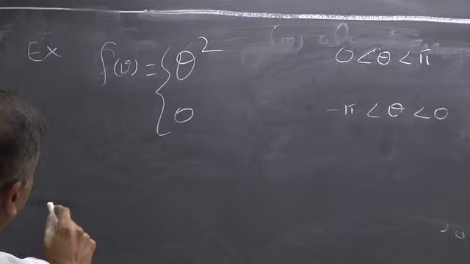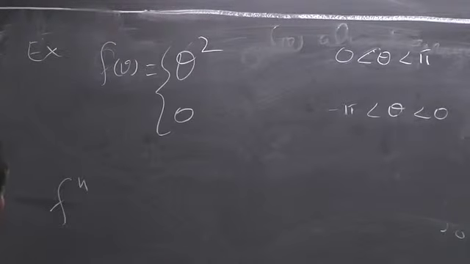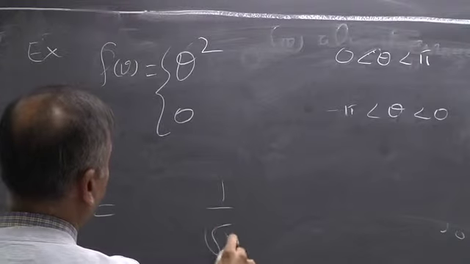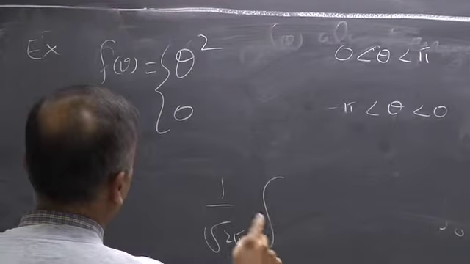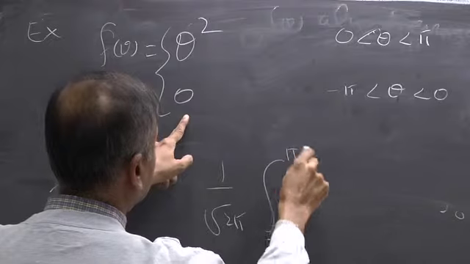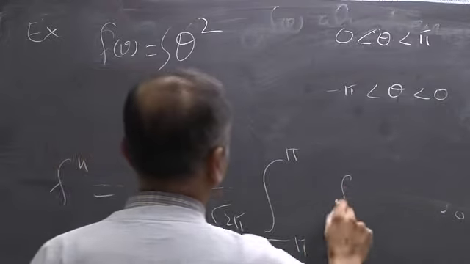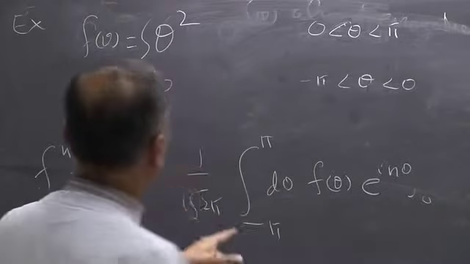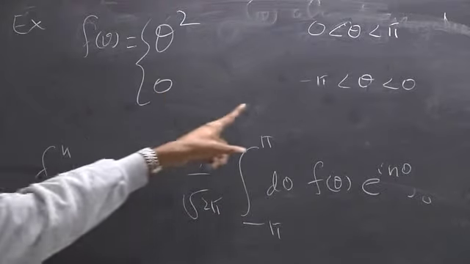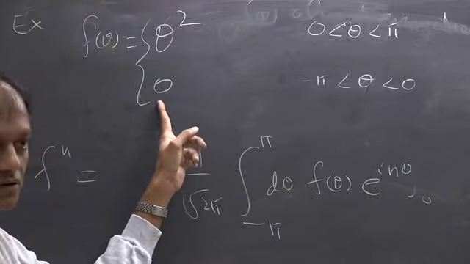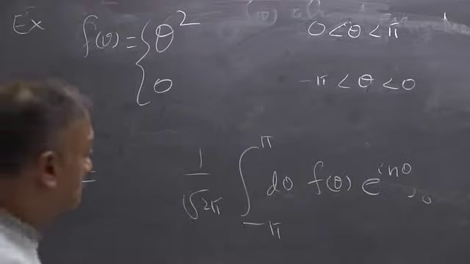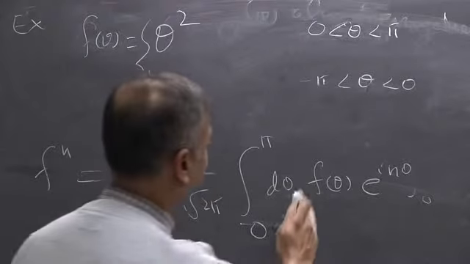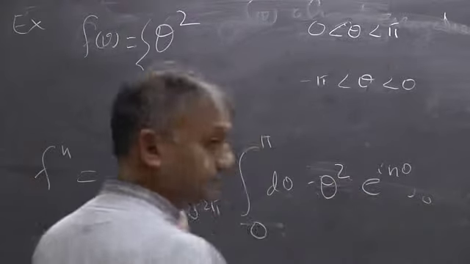So if we consider this again, let's consider F_n. This gives you again 1 over root 2 pi, the integral from minus pi to pi of f of theta e to the i n theta d theta. But again, for the same reason, from minus pi to 0, f is 0, so that part will not contribute. So this will simply give you the integral from 0 to pi. And here f of theta is theta squared, so it gives you theta squared here.